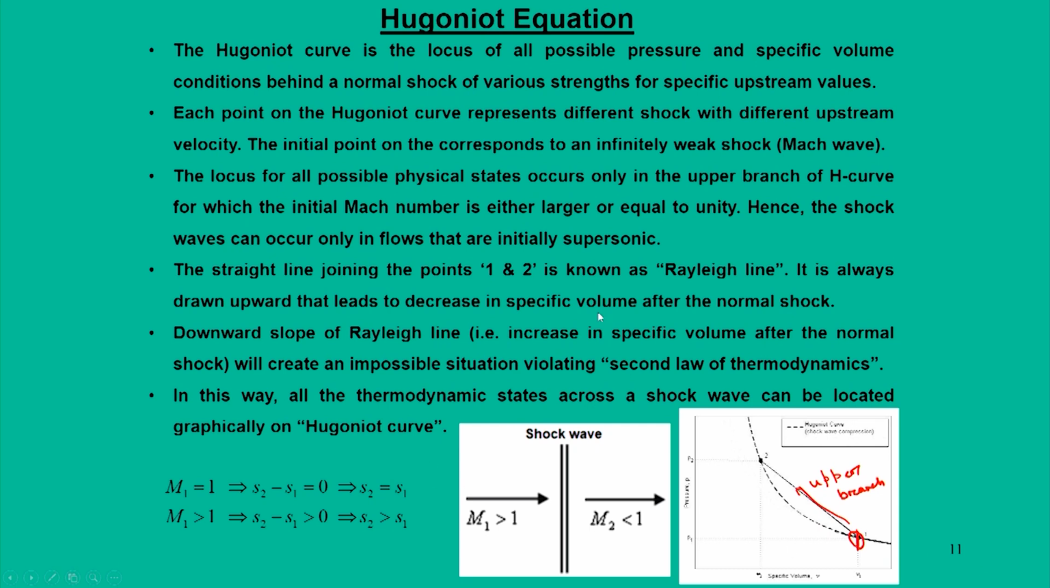The straight line joining the initial state to the final state is called the Rayleigh line. It is always drawn upward, which leads to a decrease in the specific volume. A downward slope of the Rayleigh line will create impossible solutions, because it will violate the second law. So the basic summary for the Hugoniot curve is that all thermodynamic states across a shock can be located graphically on a Hugoniot curve.